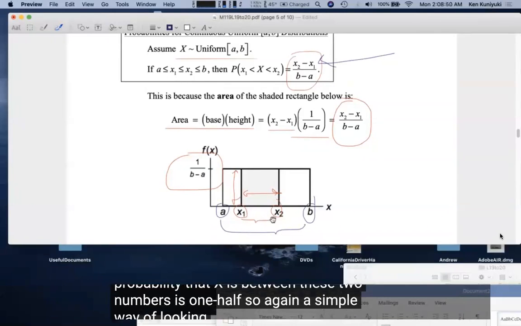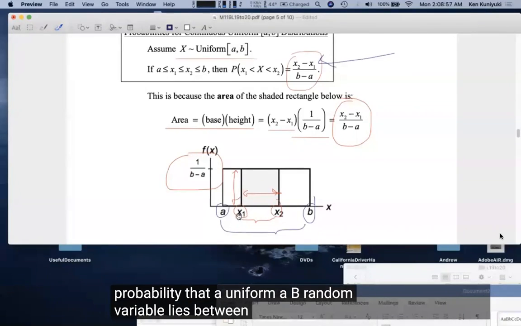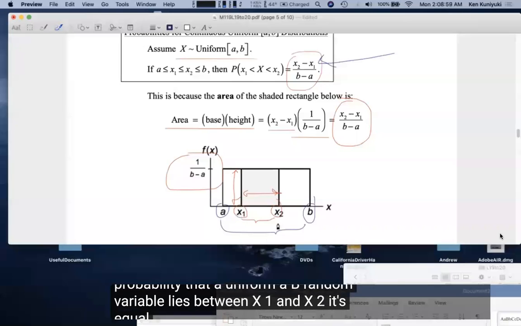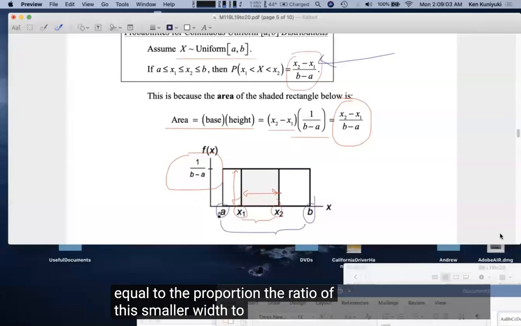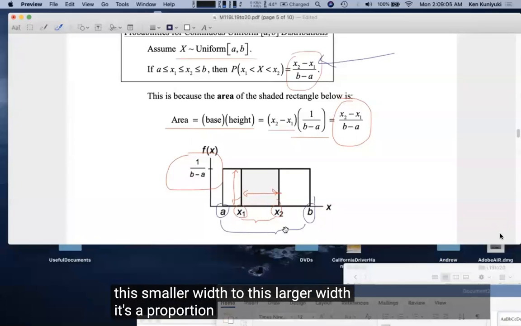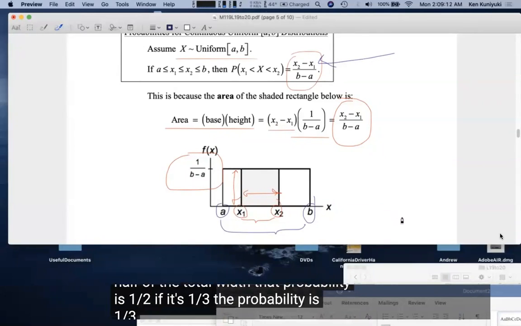So again, a simpler way of looking at this is that the probability that a uniform AB random variable lies between X1 and X2 is equal to the proportion, the ratio of this smaller width to this larger width. It's a proportion. So if this width is half of the total width, the probability is 1/2. If it's a third, the probability is a third, and so forth.